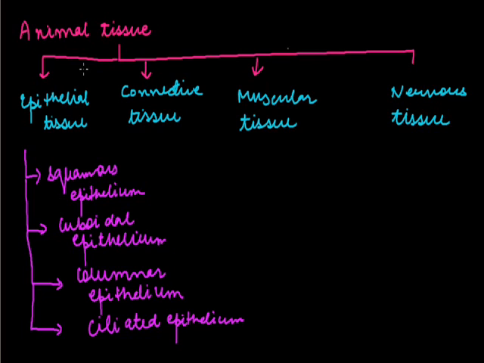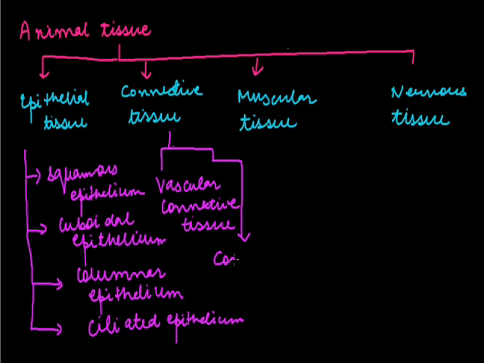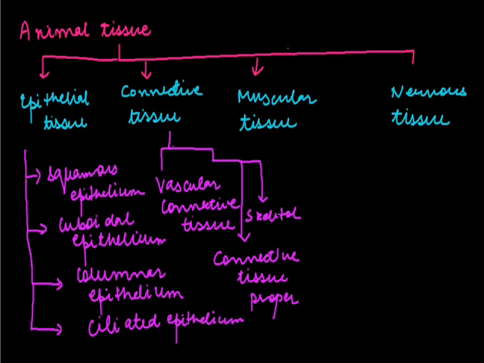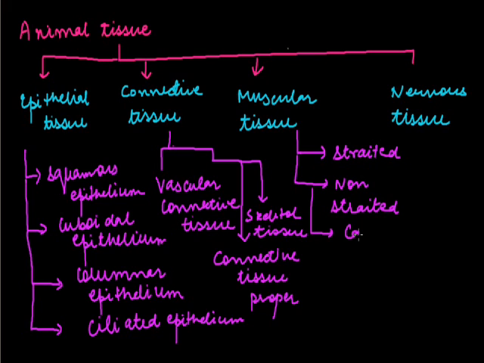Likewise, connective tissue is also divided into the vascular connective tissue, the second is connective tissue proper, and the third is skeletal tissue. Muscular tissue is also divided into striated, non-striated, and cardiac. This is the broad classification of the animal tissue. We will discuss each in detail one by one. Firstly, we will discuss epithelium.